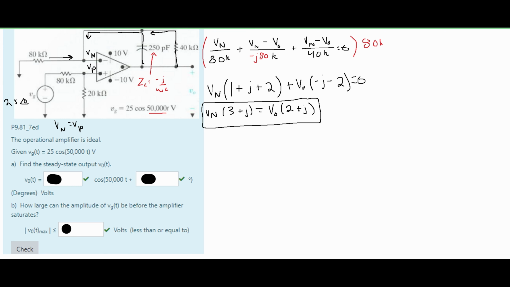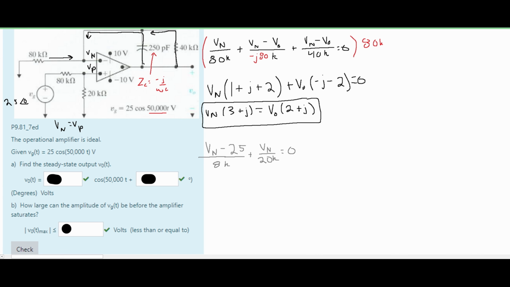Now we need to find our Vn. We know that our Vn is equivalent to our Vp, so we are going to look at this part of our op amp and solve for it. We are going to have our Vp, but I'm going to write it as Vn, again because they are equivalent, minus our Vg, which is the source. We're going to have this as 25, and this is all being divided by the 80 kilo ohm resistor. We're going to add to this our Vn, which is again our Vp, over our 20 kilo ohm resistor, and set this equal to 0.